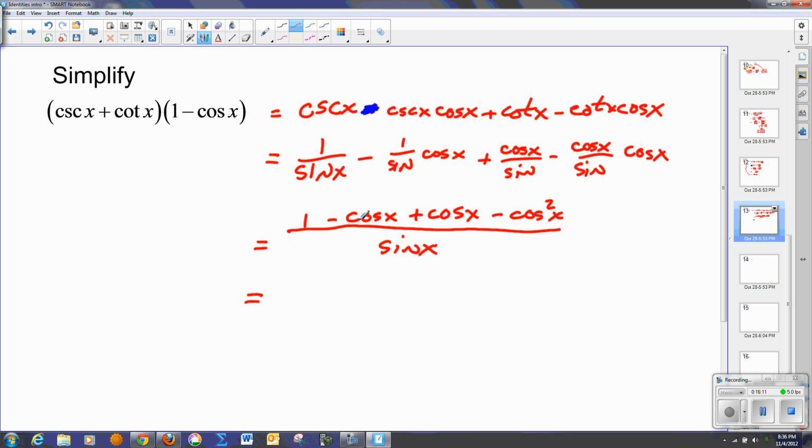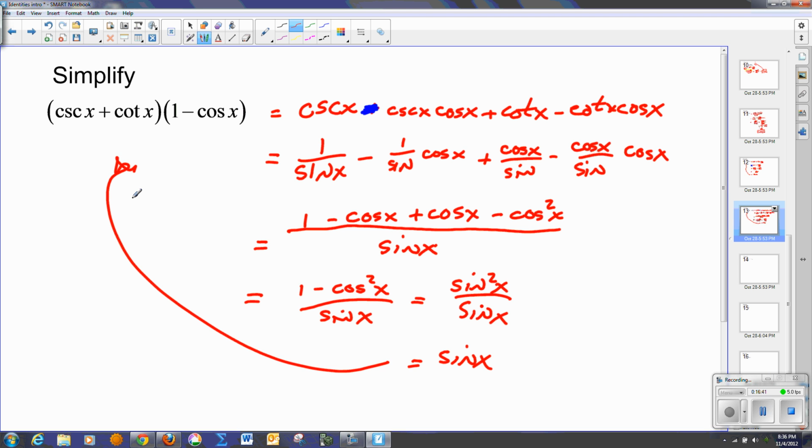Notice cosine plus negative cosine goes to 0, which leaves me with 1 minus cosine squared over sine of x. And what do you know? 1 minus cosine squared is a Pythagorean identity. That's equal to sine squared all over sine, which reduces to the sine of x, and that is a simplified version of the original function. Okay, we'll do 2 more.